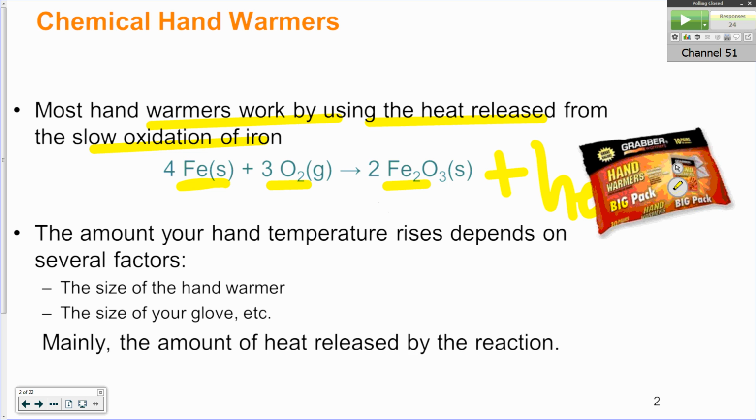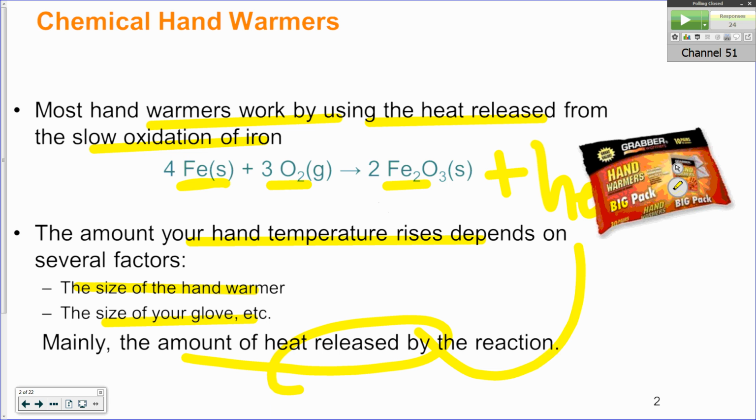What's happening here is that how much the temperature changes in your hand depends on a lot of different factors. How big is this hand warmer? Is it one of these little tiny things, or a much bigger one? How big's your glove? The biggest thing that drives this is how much heat is released in this reaction, this heat term that's given off. Whether the unit is joules or calories, is it a small amount or a large amount?